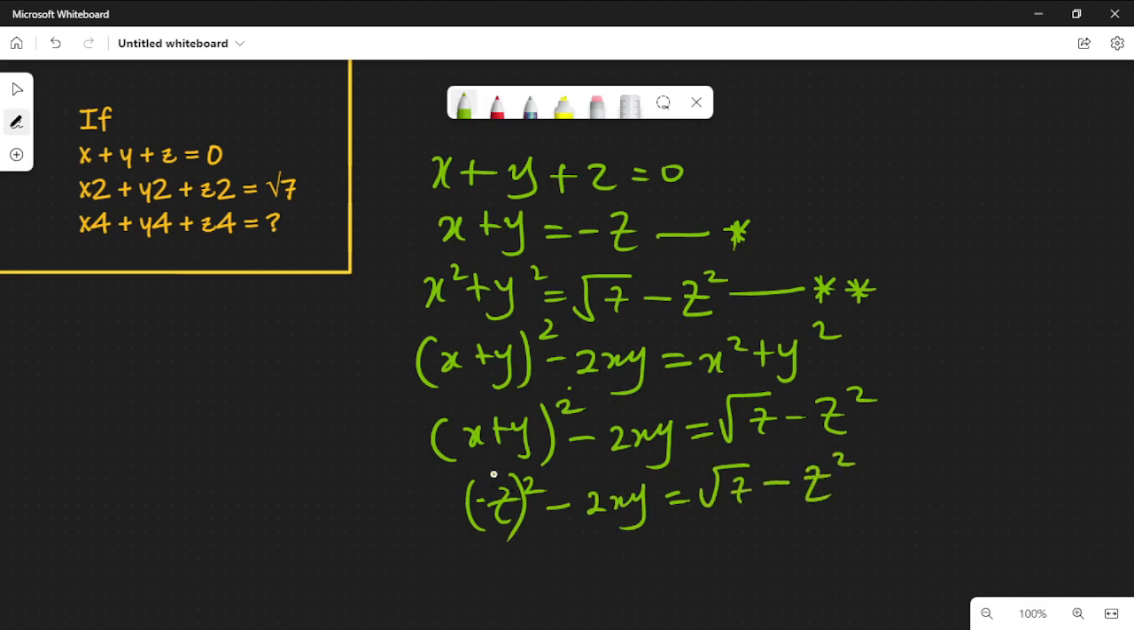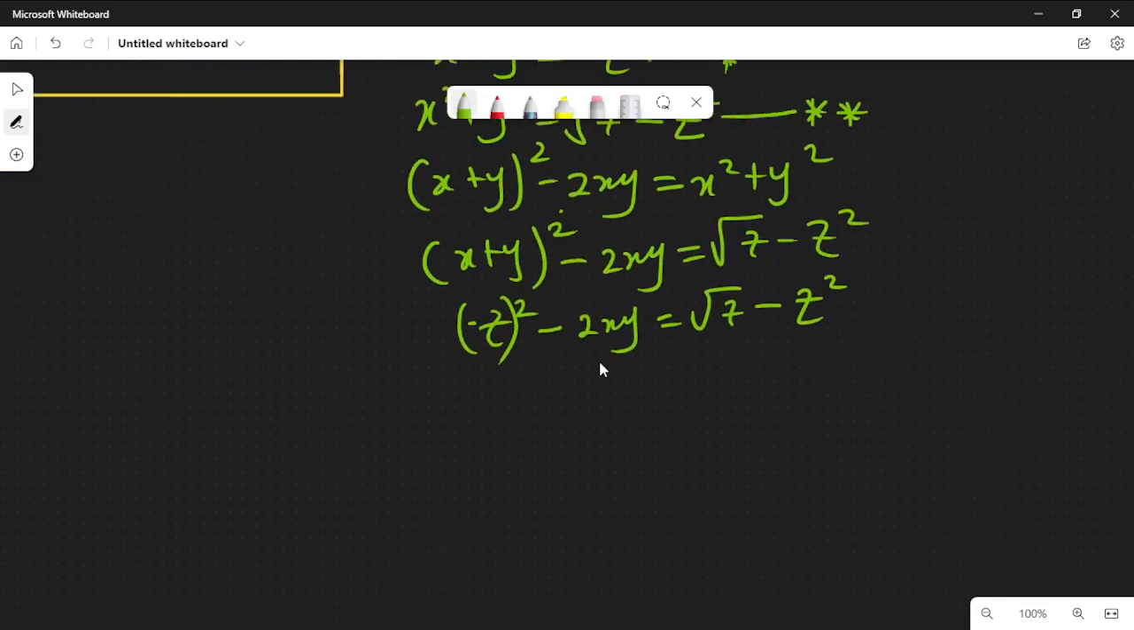Now I'm going to take this to the other side of the equation so that I can make xy the subject of the formula. Remember, our aim of doing all of this is to be able to make xy the subject of the formula. So if I transfer this to the other side, I will have what? xy equal to z squared minus square root of 7, all over 2. So let's call this one equation star.